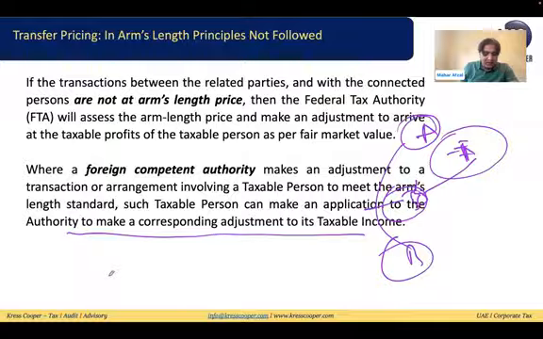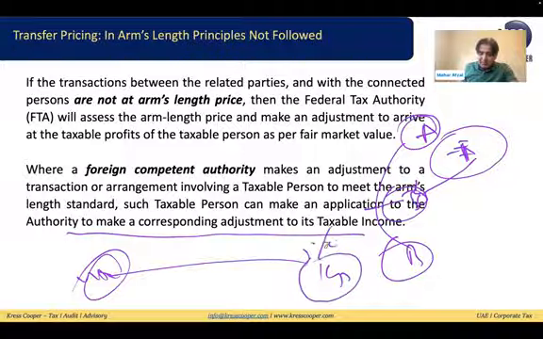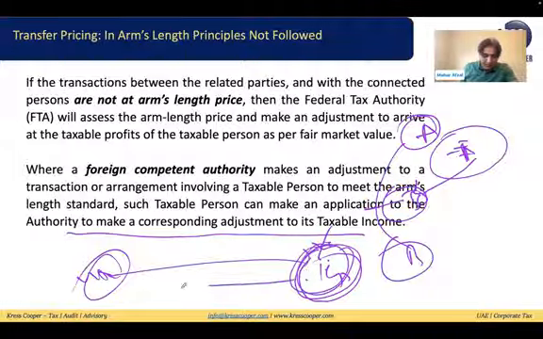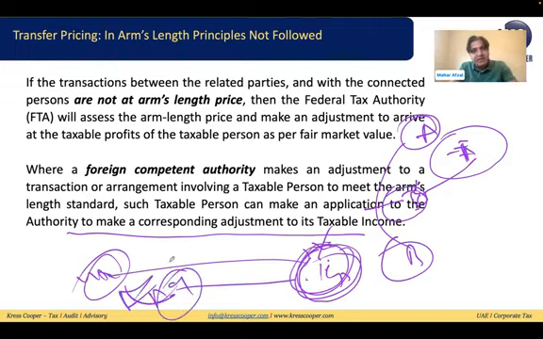This is a cross-border transaction. If you're selling cross-border from the UAE, people are selling any goods and services to KSA. If the KSA authority makes any adjustment in the taxable profit of the buyer or seller, the competent authority of the respective jurisdiction will pass it on to the FTA, and the FTA will make an adjustment in the taxable income of the related taxable person.